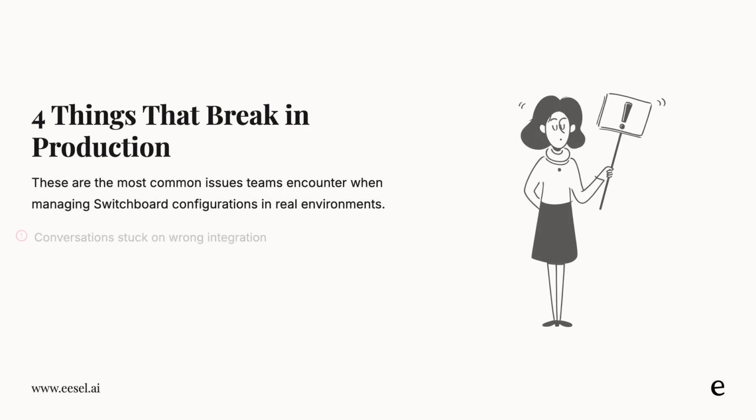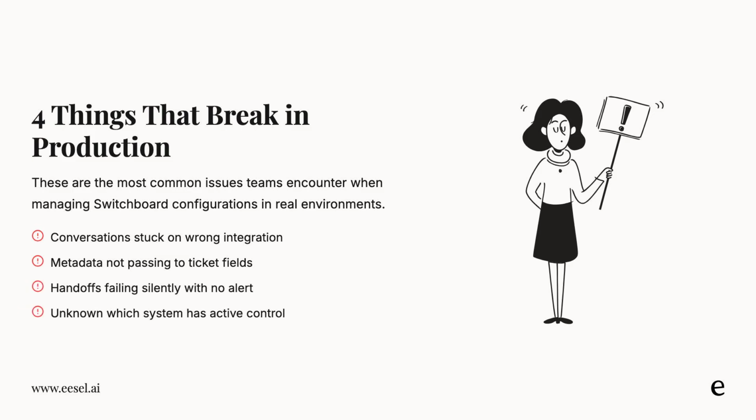When things go wrong with Switchboard, they go wrong quietly. Conversations get stuck on the wrong integration because a bot never released control. Metadata fails to reach the ticket because the payload was formatted incorrectly. Handoffs fire, but the receiving system never responds, and half the time, you can't even tell which integration currently holds the conversation.